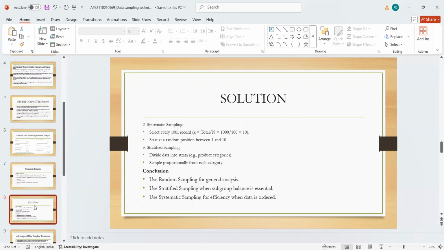Stratified sampling: divide data into strata. Sample proportionally for each category. Conclusion: use random sampling for general analysis. Use stratified sampling when subgroup balance is essential. Use systematic sampling for efficiency when data is ordered.